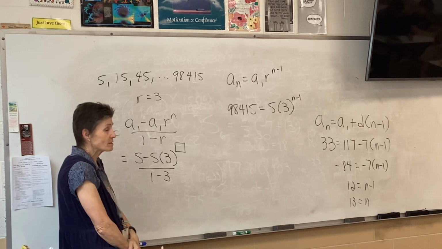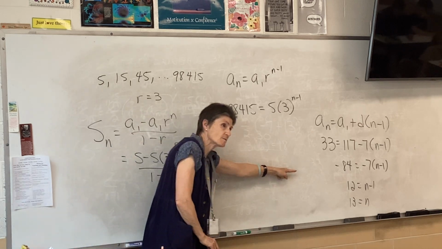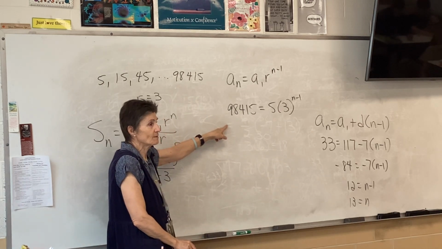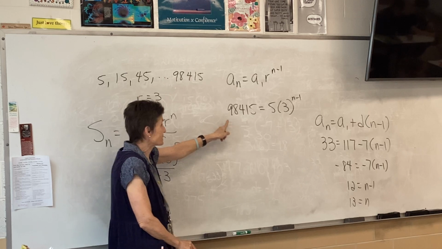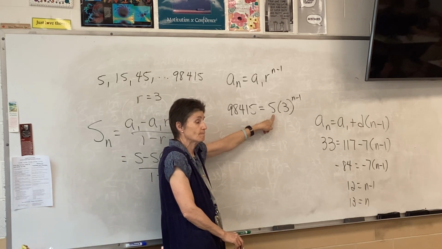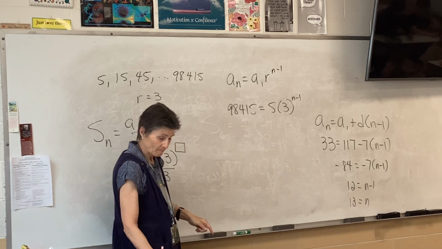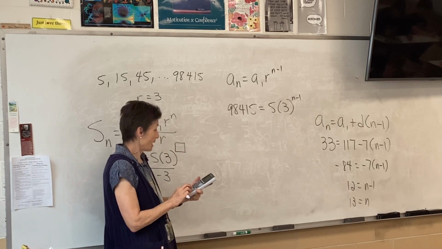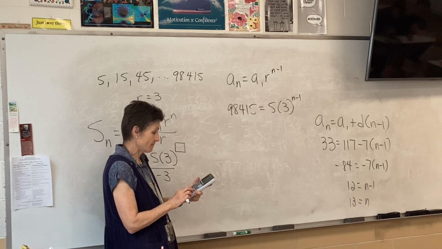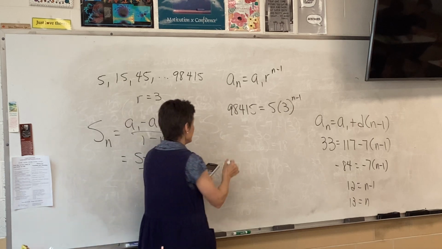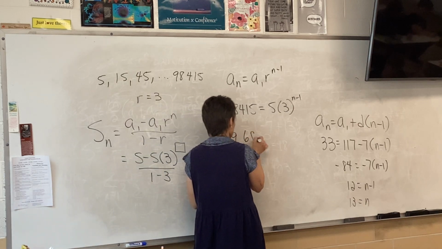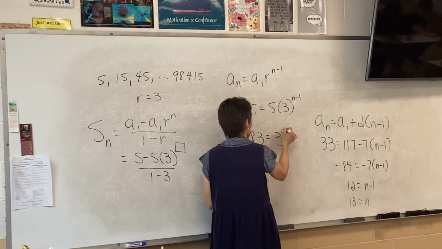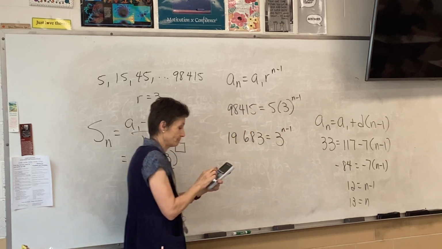Now that equation is a little scarier than this one was, for sure, but you don't have to solve this. We did it back in chapter 3. What's step 1? What do we need to do first? Divide by 5. So 98415 divided by 5 is 19,683 equals 3 to the n minus 1.